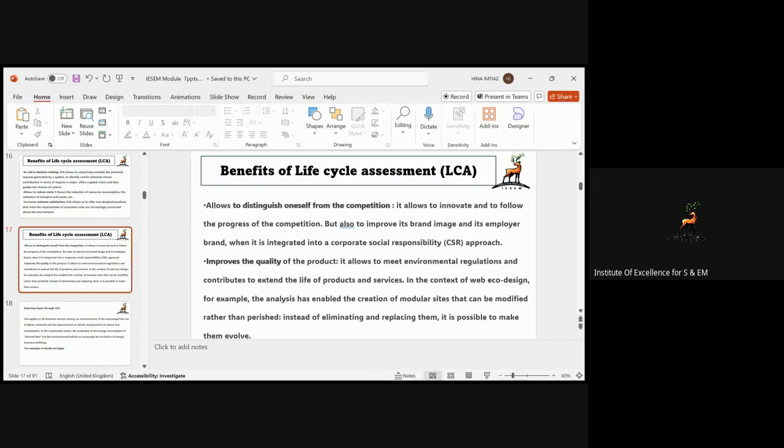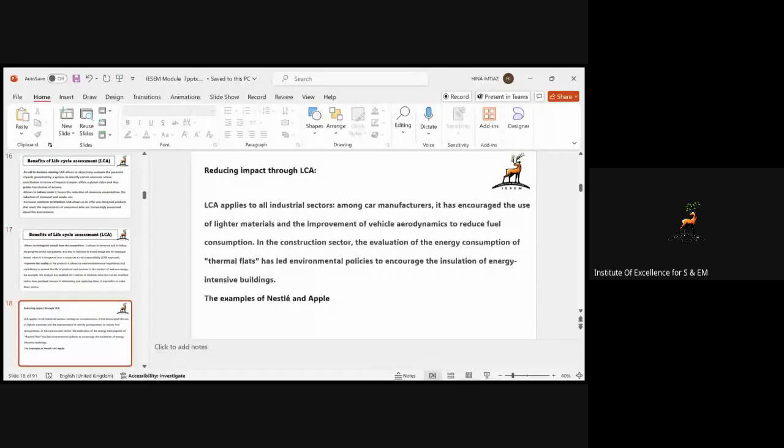And if we talk about design, for instance, the analysis has enabled the creation of polymers that can be modified instead of being eliminated and replaced. So it is possible to make them evolve instead of discarding that type of product. There is always a way of evolving the new products.